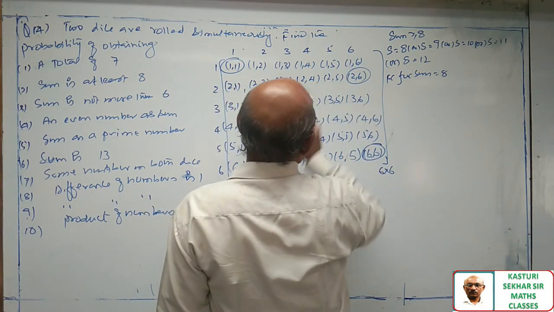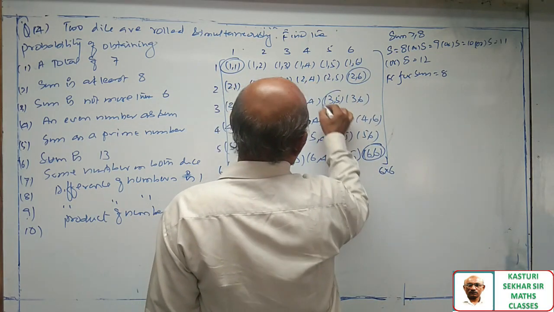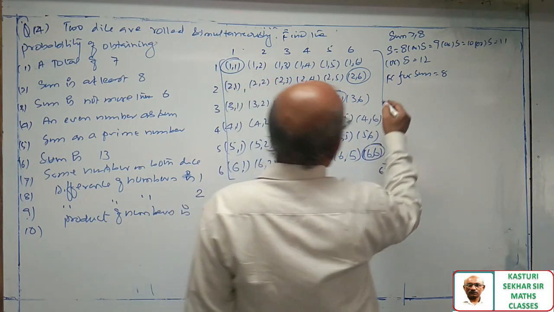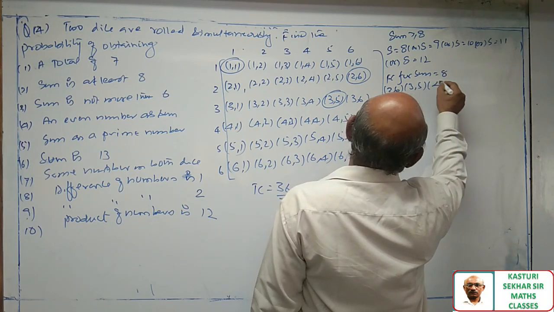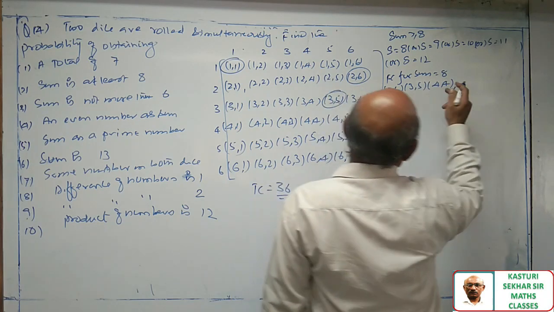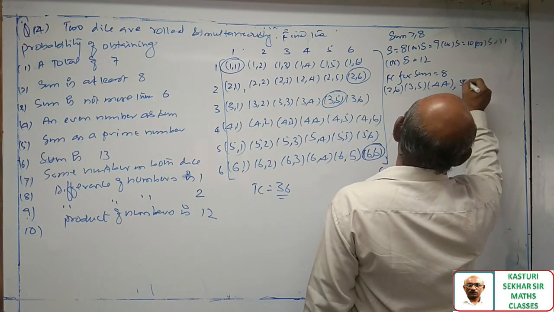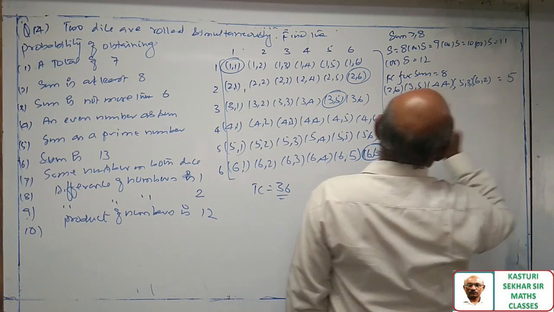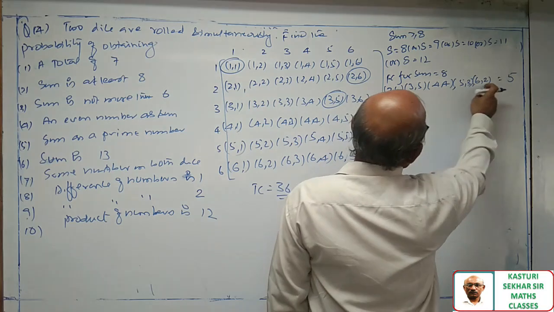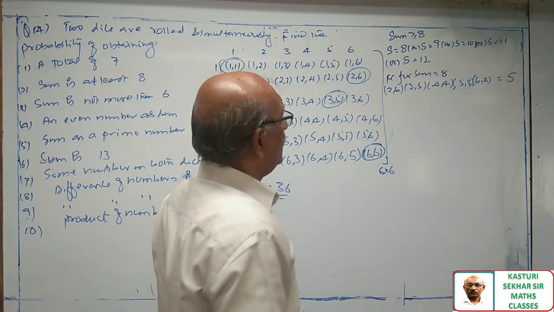2 comma 6, 3 comma 5, 4 comma 4, 5 comma 3, 6 comma 2. How many cases are there? 5 cases. 1, 2, 3, 4, 5. 5 cases are there. Next.